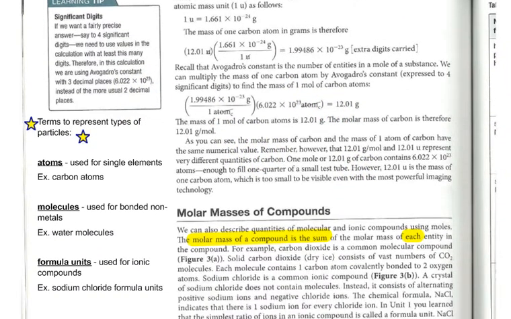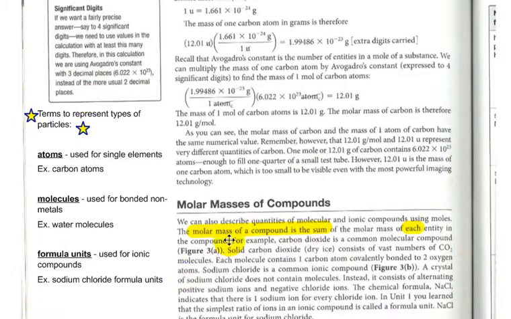Now before we move on, one thing that you should copy out is this. The idea of entities or particles. What kind of particles can you have? We can have atoms, if we're talking about single elements, for example, atoms of carbon or atoms of iron, etc. Atoms is used for single elements.